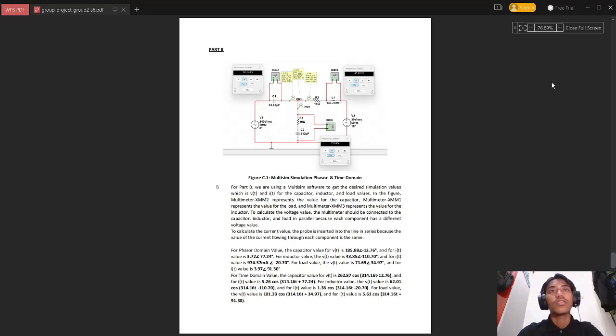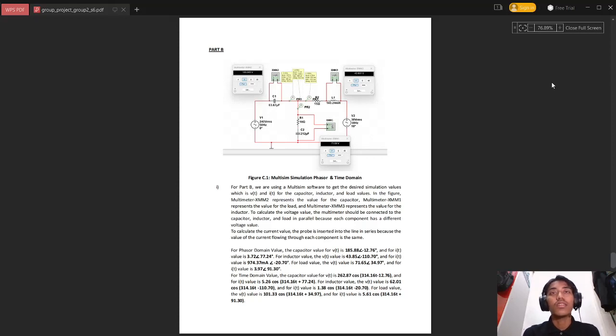My name is Mohamad and my matrix number is DE220109, and I will be discussing part B, the simulation. For part B, we are using Multisim software to get the desired simulation values, which are VT and IT for the capacitor, inductor, and load. In the figure, multimeter XMM2 represents the value for the capacitor, multimeter XMM1 represents the value for the load, and multimeter XMM3 represents the value for the inductor.